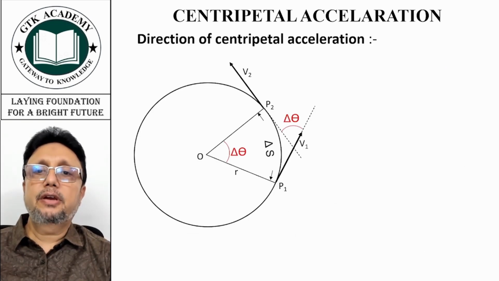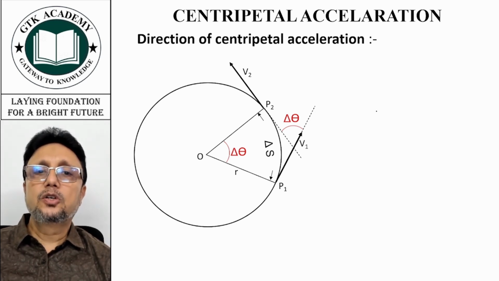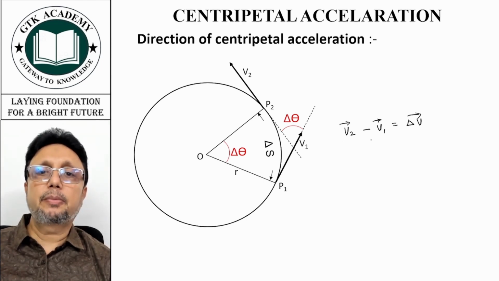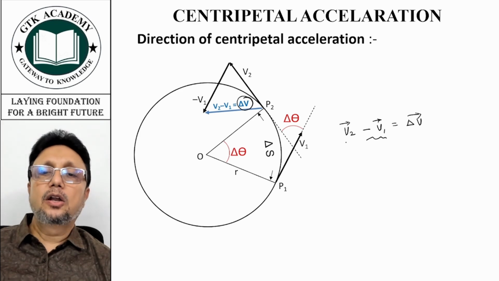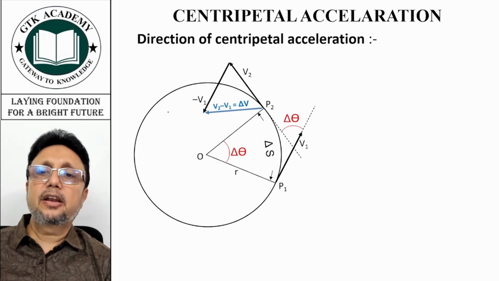Just draw the same figure. Now we have to find the acceleration. How do we find the acceleration? Acceleration is change in velocity. So what is change in velocity? V2 minus V1, and that is equal to delta V. So just subtract V1 vectorially from V2. So just reverse the direction of V1 and add to V2. So this blue arrow is V2 minus V1, that is delta V. Now this is the direction of change in velocity, and this should be the direction of acceleration.